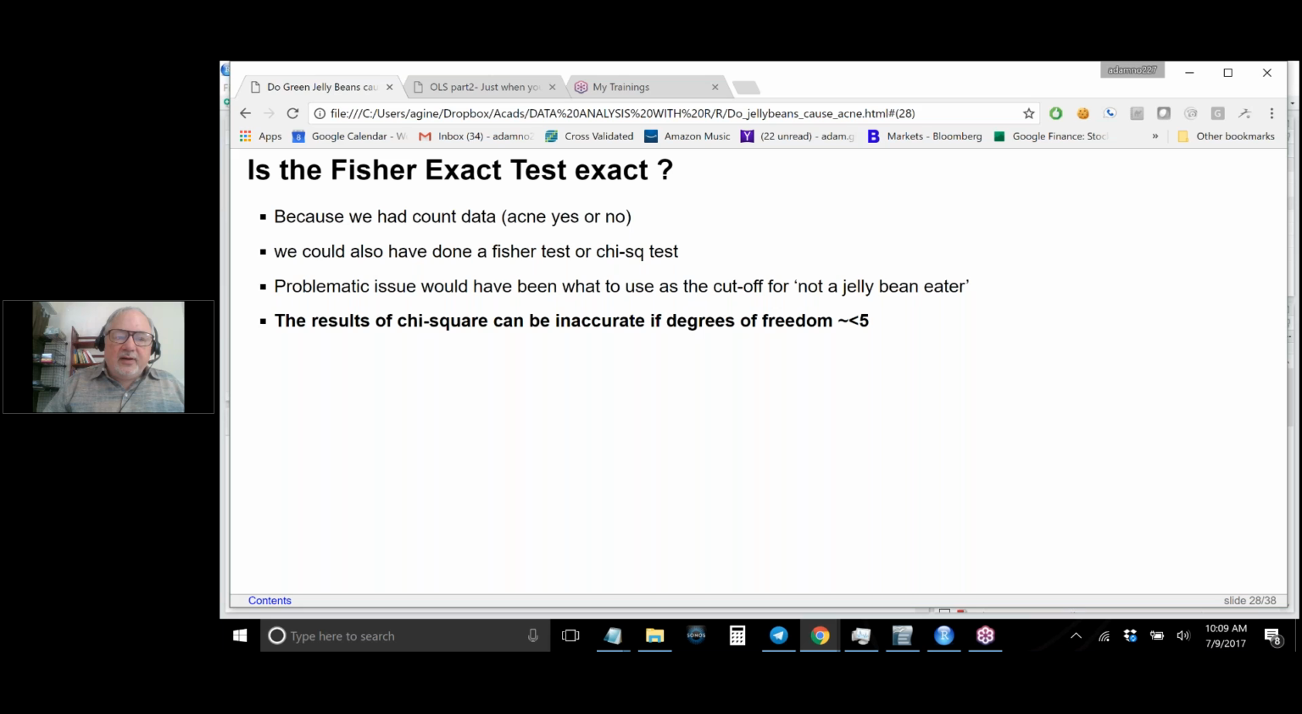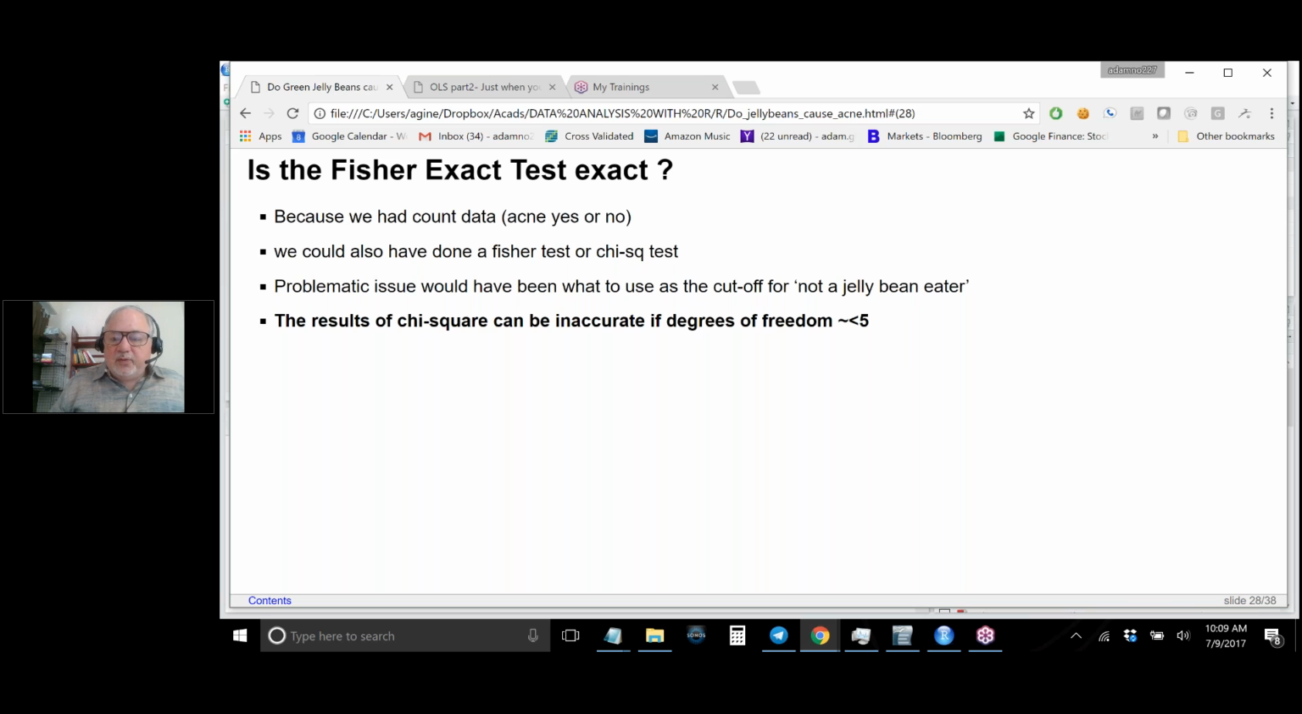So we had count data on the acne, yes or no. We could have done a Fisher test or a chi-squared test too. What you would have had to do is, from the counts of jelly beans, use a cutoff for jelly bean eater and decide arbitrarily what was the level at which you want to call somebody a jelly bean eater, whether it be 12, because that was the median value.